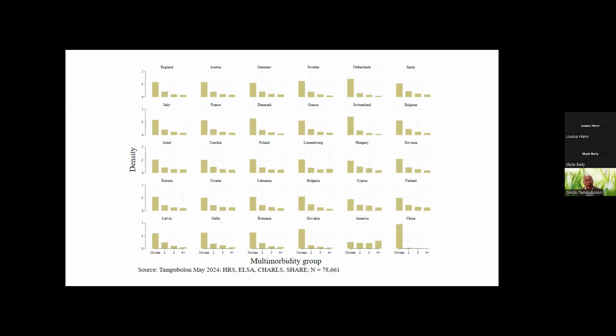The fourth bar is 4 or more chronic conditions. This is based on HRS, ELSA, CHARLS, and SHARE, so the American Health and Retirement Study, English Longitudinal Study of Ageing, China Health and Retirement Longitudinal Study, Survey of Health, Ageing, and Retirement in Europe. And the total observations of those 50 years old and above in this sample is 78,661. And I use the data vintage May 2024. So just last month, I double-checked every single survey and downloaded the latest.